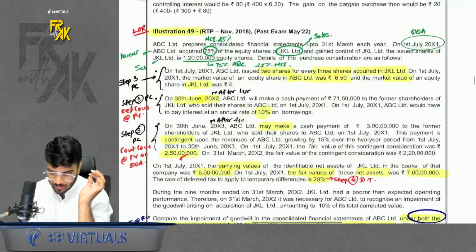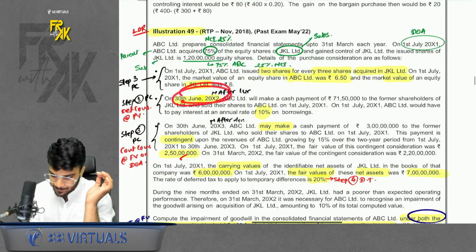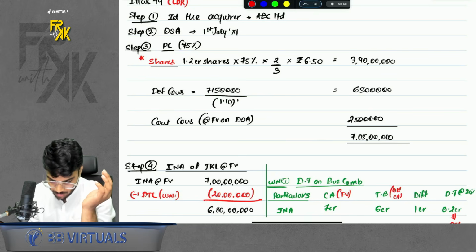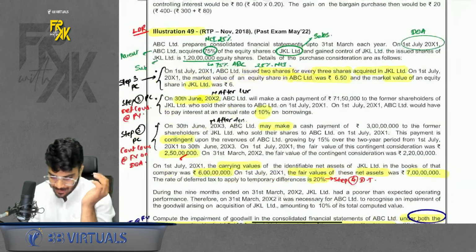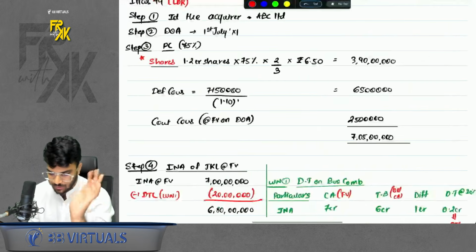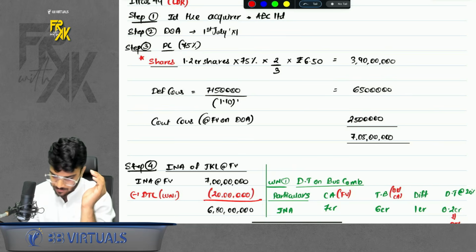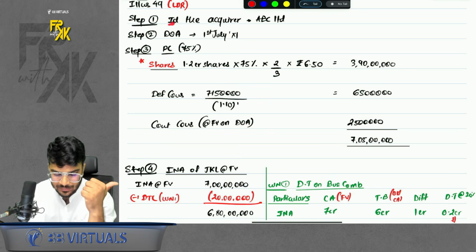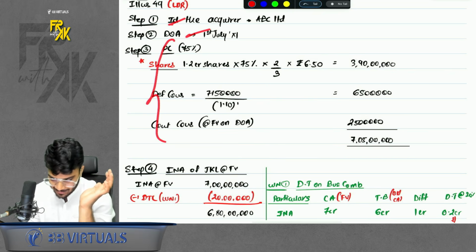Then after 1 year, you will pay 71.5. This was deferred consideration, so take it at present value. Apart from this, we also promise some contingent consideration, which we take at fair value on the date of acquisition. The fair value was 2.5, whatever it is. We calculate this and get the total PC. So here also we are following 6 steps: identifying the acquirer, date of acquisition, PC. Till PC it is done.